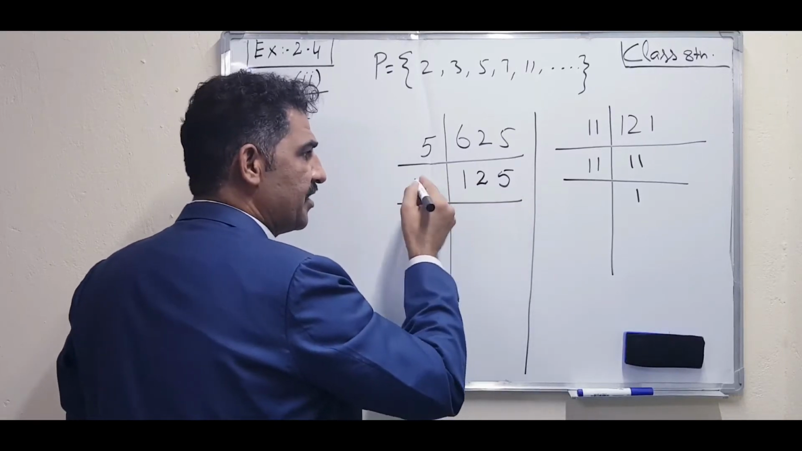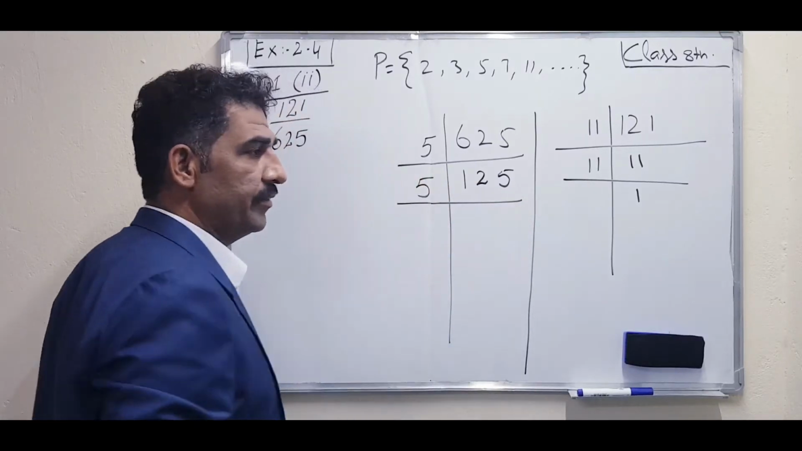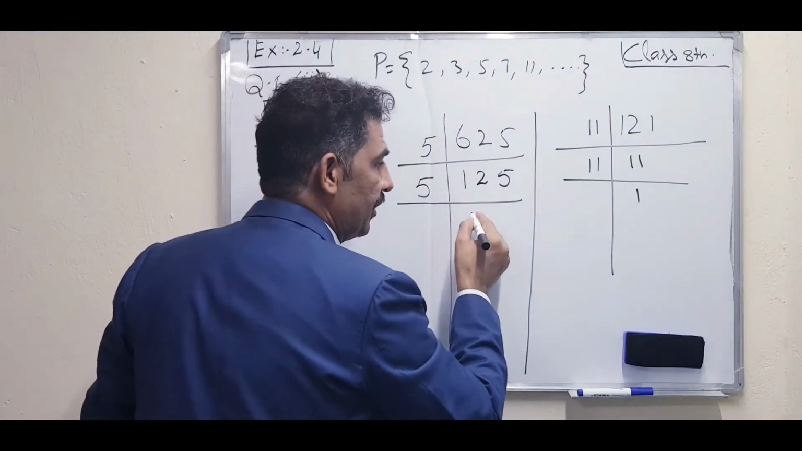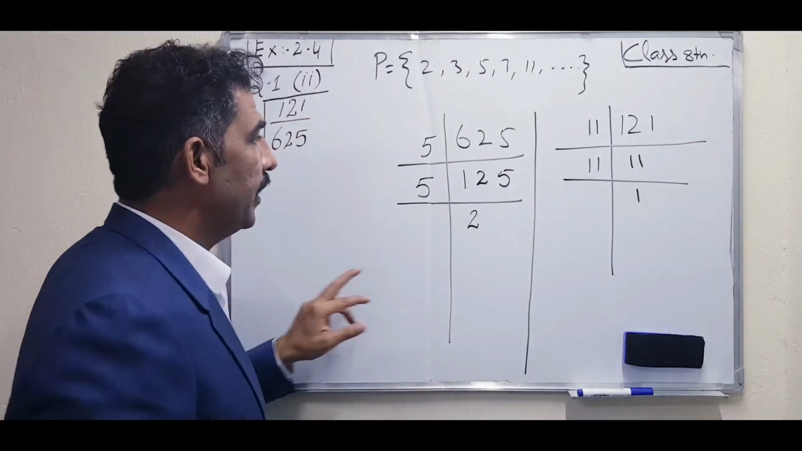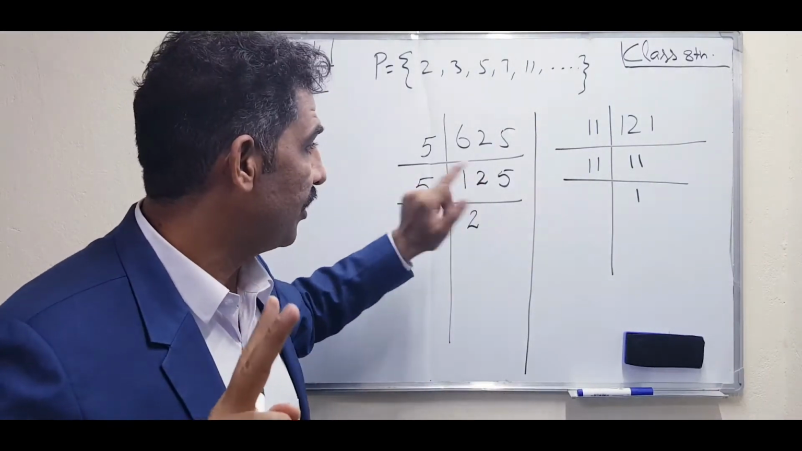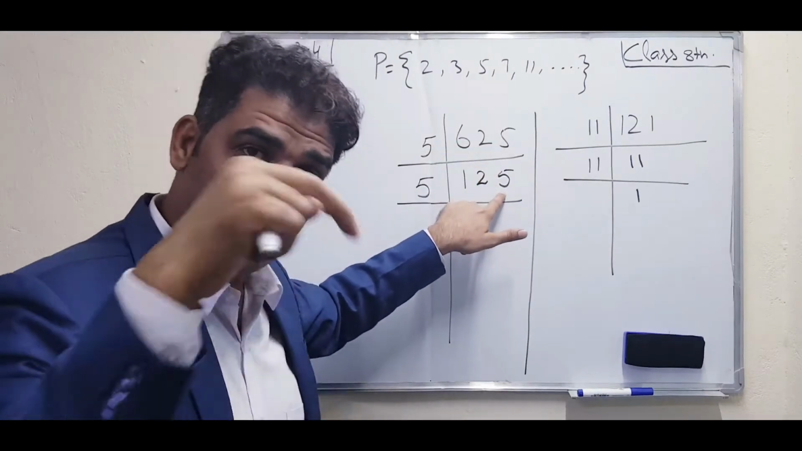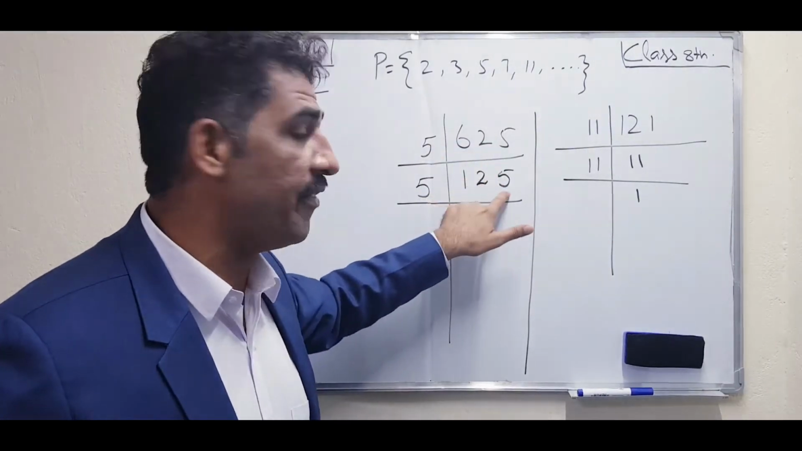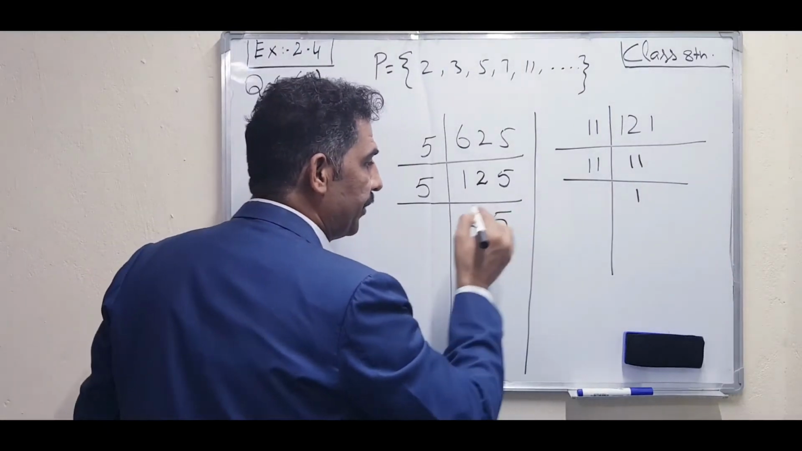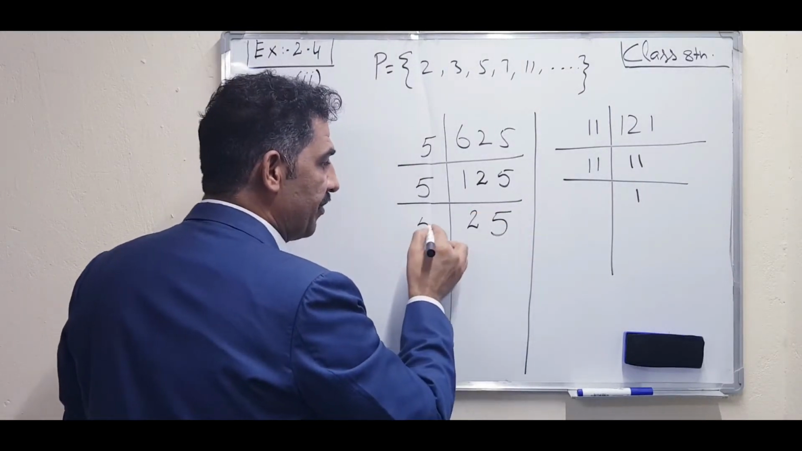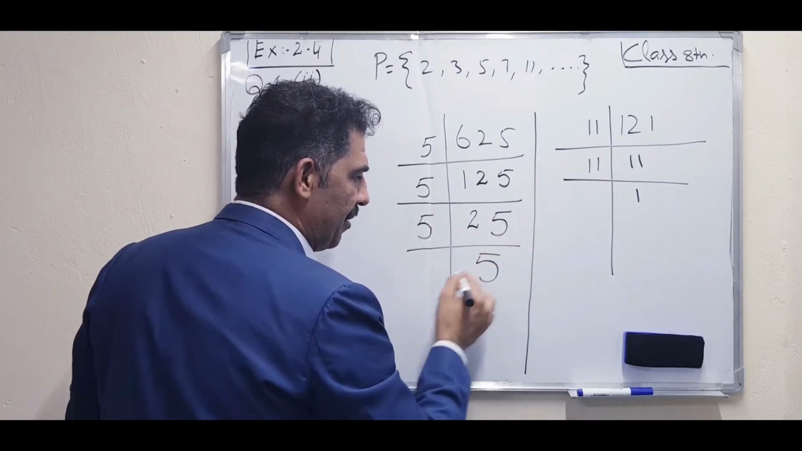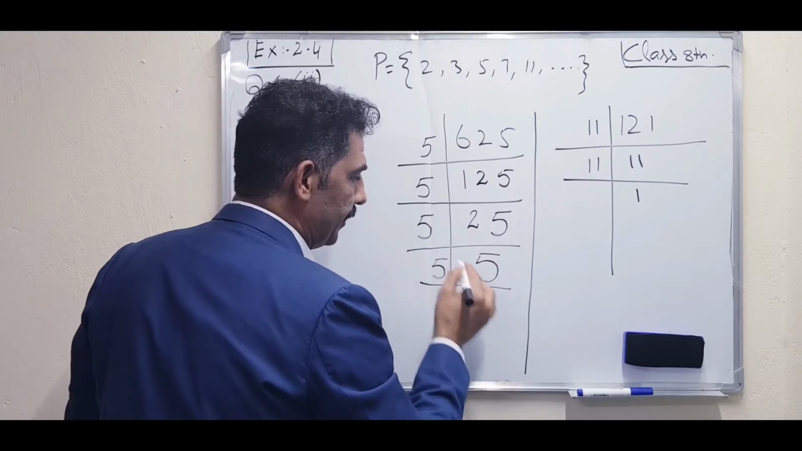Again, the last digit is 5, so it is divisible by 5. We write the quotient here. 5 twos are 10, 12 minus 10, 2 is the remainder. 2 and this 5 come down, so 2 and 5 combined make 25. 5 fives are 25. Again the last digit is 5, divisible by 5. 5 fives are 25, simple, and 5 ones are 5.